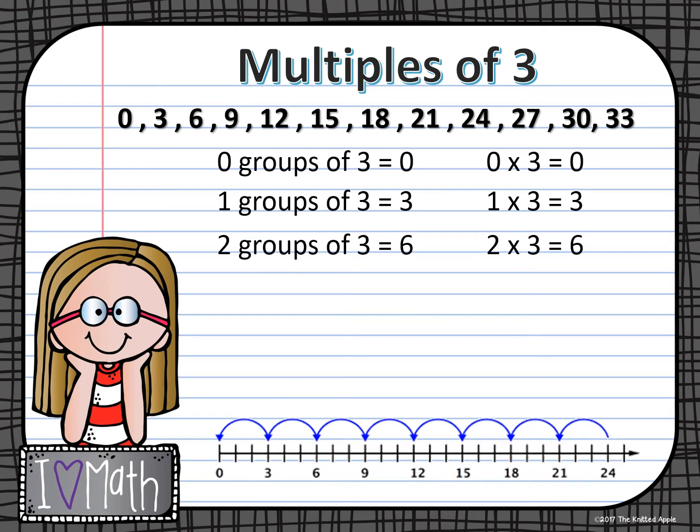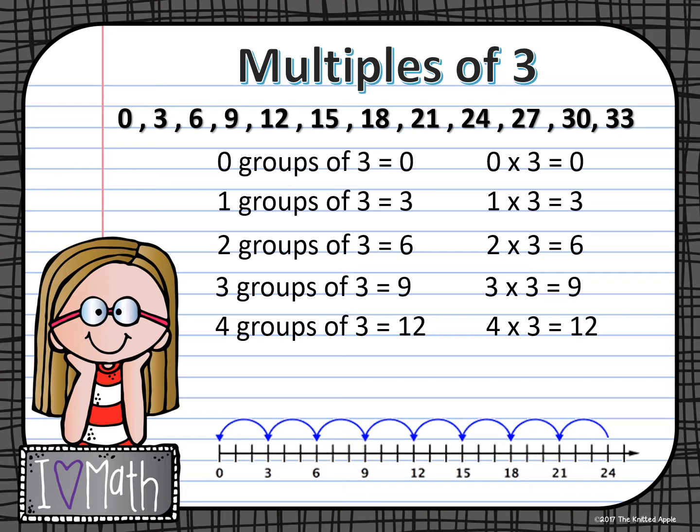Two groups of 3 is going to be 6 on our number line. Another group of 3 added to our sequence would be 3 groups of 3, which is 9. 4 groups of 3, we add another group of 3, that would be 12. And basically what we're doing is we're using our understanding of repeated addition to add another group of 3. So 5 groups of 3 would be 15.